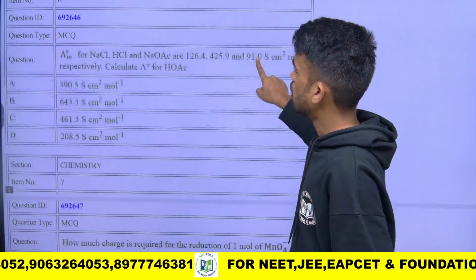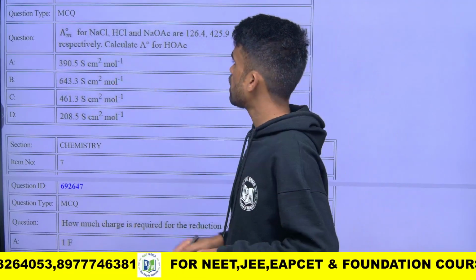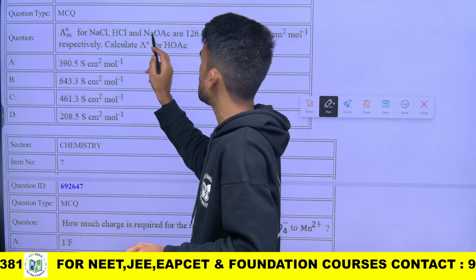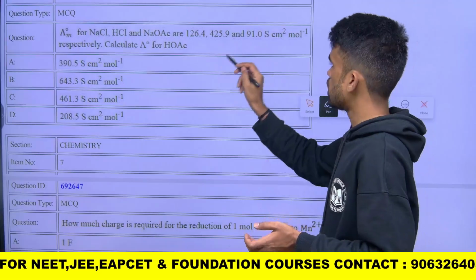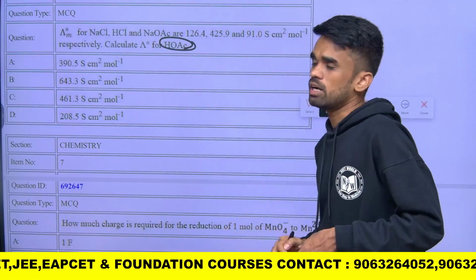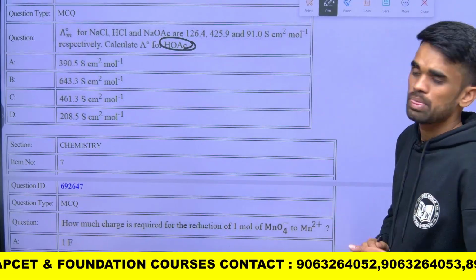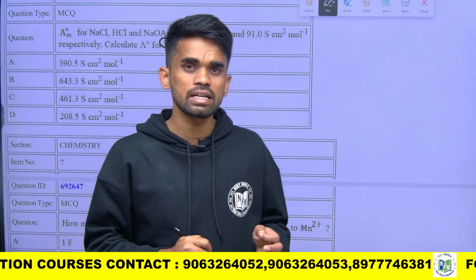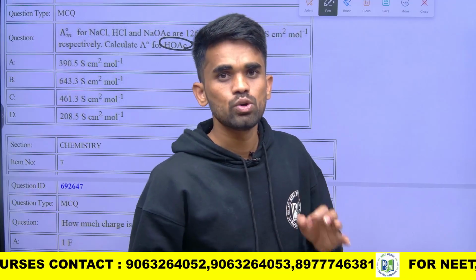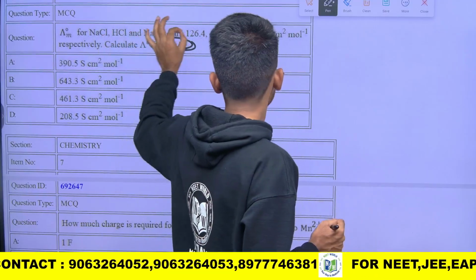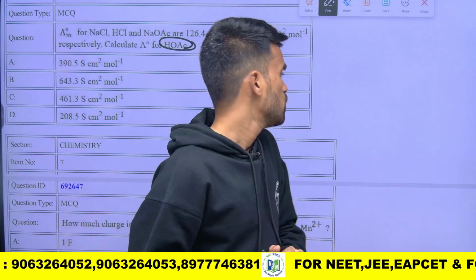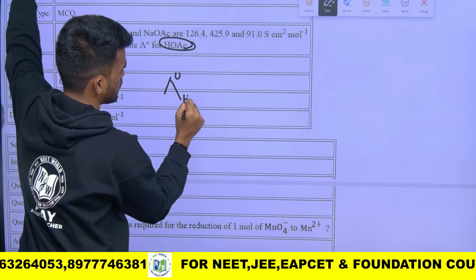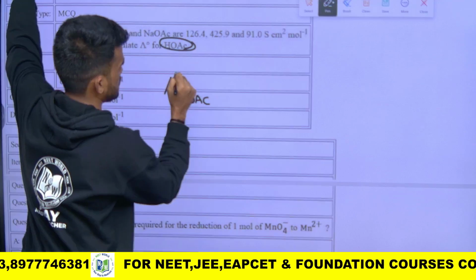Now limiting molar conductance for different electrolytes is given, like NaCl, HCl and NaOAc with these values, and they are asking to calculate for this electrolyte. This is what Kohlrausch law is about. So what is the use of Kohlrausch law? We can find the limiting molar conductance of weak electrolytes using the limiting molar conductances of strong electrolytes. That is the application of Kohlrausch law. So I just want to find the limiting molar conductance of this acid, acetic acid actually.